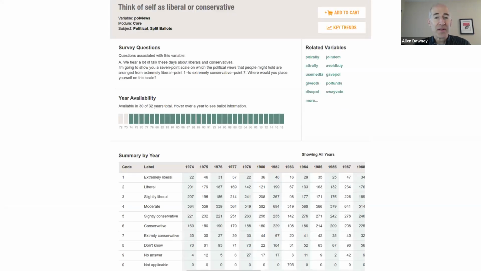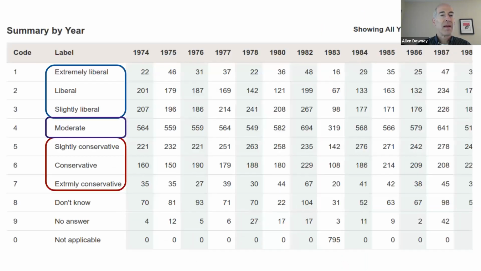One of the other questions is about self-described political alignment. Do you think of yourself as liberal or conservative? And the responses are on a scale from 1 to 7, where 1 is extremely liberal, 4 is moderate, and 7 is extremely conservative. I'm going to put people into just 3 groups: liberal, moderate, or conservative. And it turns out that the proportion of people in each group is about the same. It's almost a third, a third, a third.